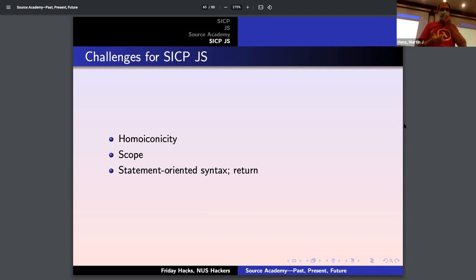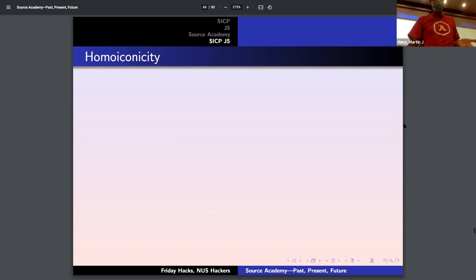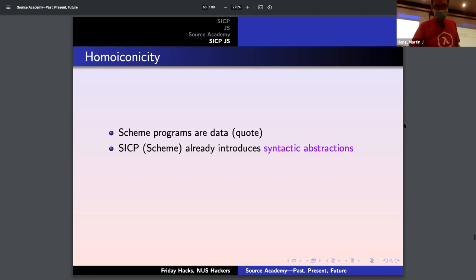And when you have that, it becomes very easy to write metacircular evaluators. And we had to fight with that. We also had to deal with differences in scoping rules, and we had to deal with the statement-oriented syntax and return statements.